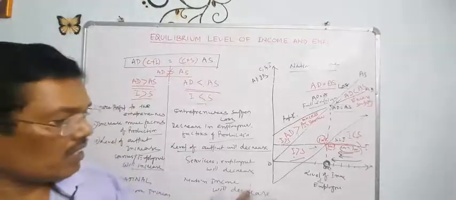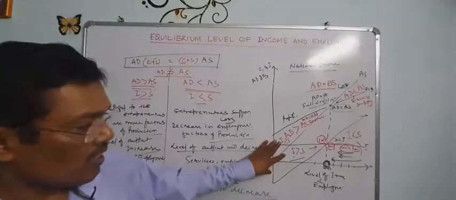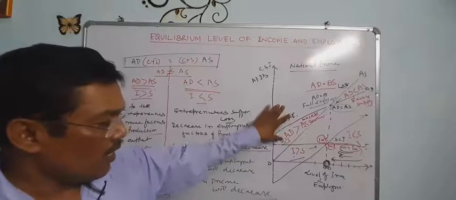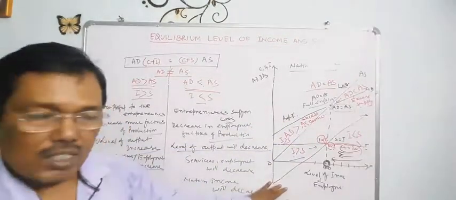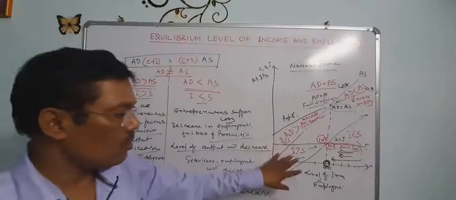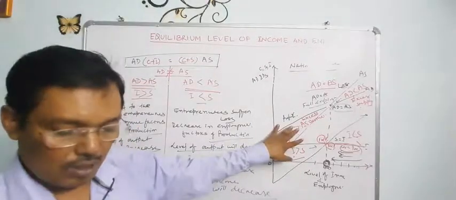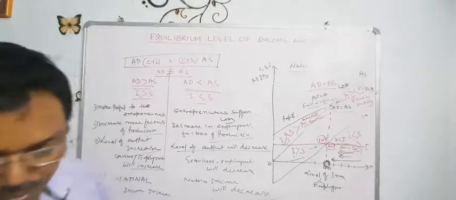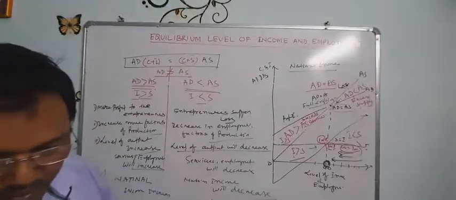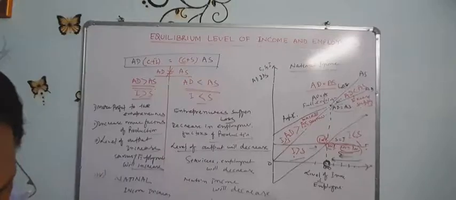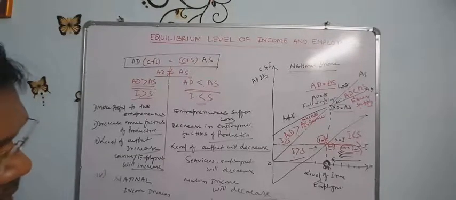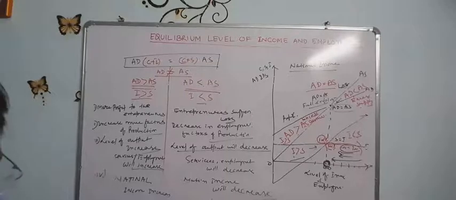In some books, the first part is given on the above side and the second part on the below side. Some books have analyzed both in one diagram. So there should not be any confusion. At the equilibrium level of output, saving equals investment, where S is the saving curve and I is the investment curve.